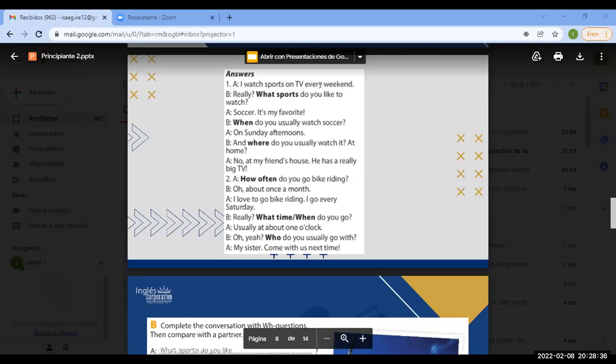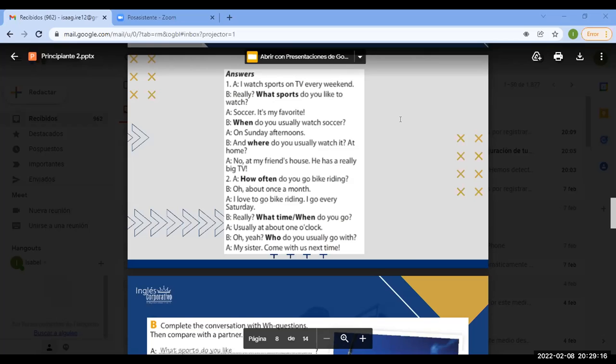Sí, vamos a la segunda. ¿Comienzas tú? Okay. How often do you go bike riding? Oh, about once a month. I love to go bike riding. I go every Saturday. Really? What time do you go? Usually at about 1 o'clock. Oh, yeah. Who do you usually go with? My sister. Come with us next time.